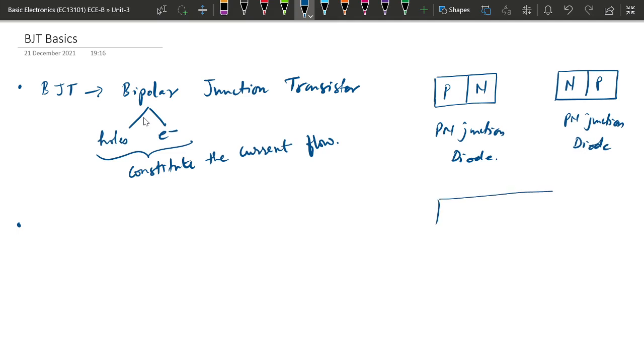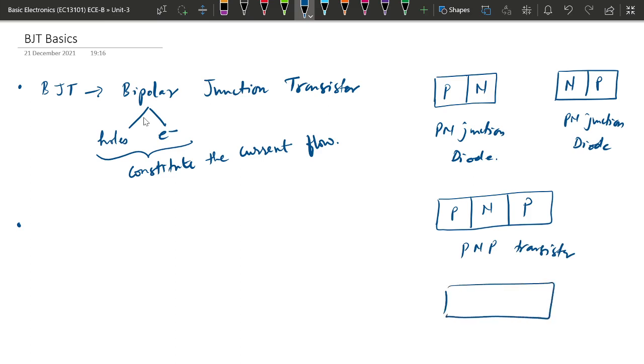once we connect them, it will form one P region, one N region, and another P region. So two P regions will be there and one N region will be there, and this N region will be in between the two P regions. So this is called a PNP transistor. Opposite to that, if we connect such that the three layers are N, P, and N, this will be called an NPN transistor.